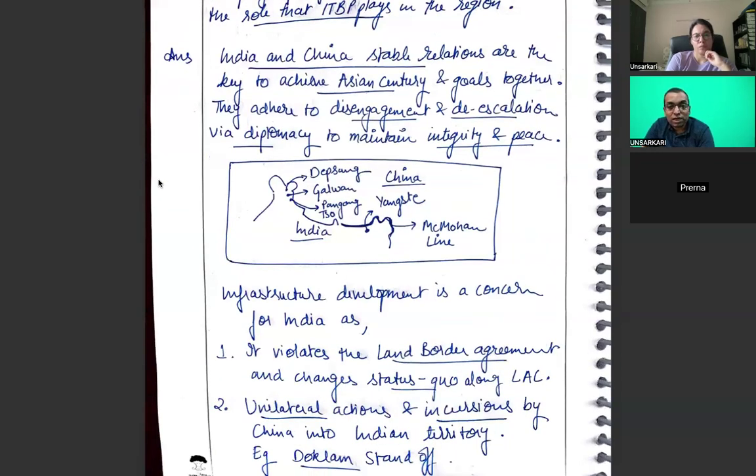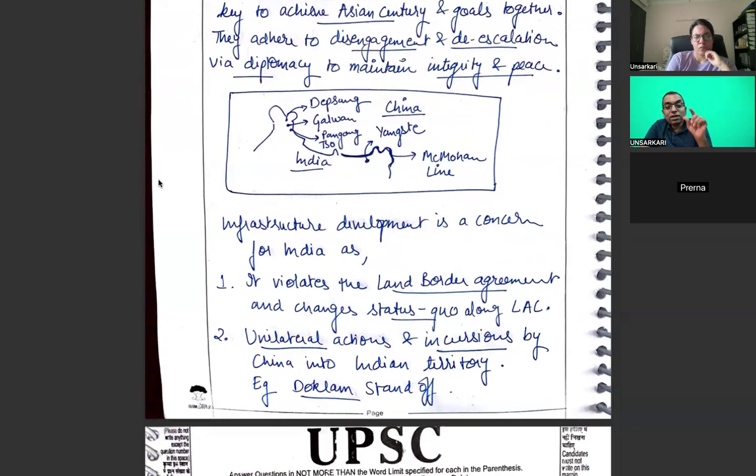Very good start. Adhere to disengagement and de-escalation, while diplomacy maintains integrity and peace. So the diagram is fine, but then ITBP should be written along with it. The question demands ITBP, so ITBP must be coming up wherever feasible, and we have to push it.